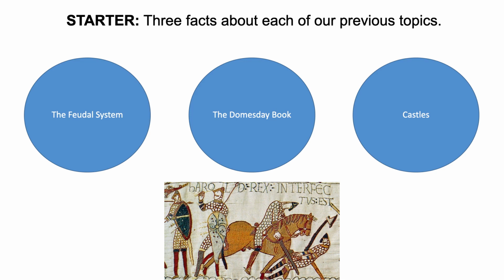For castles, and this one's probably the easiest, you can have that the wooden castle was called a motte and bailey. You also had stone keep castles, which were made of stone. So motte and bailey castles were quite easy to attack because the wood could rot or be set on fire. Stone keep castles had features like Barbican Gatehouse, arrow slits, murder holes. Really important to remember those three features of a stone keep. The motte and bailey did not have them, but stone keeps did. So there, we've done our starter, so we can move on.